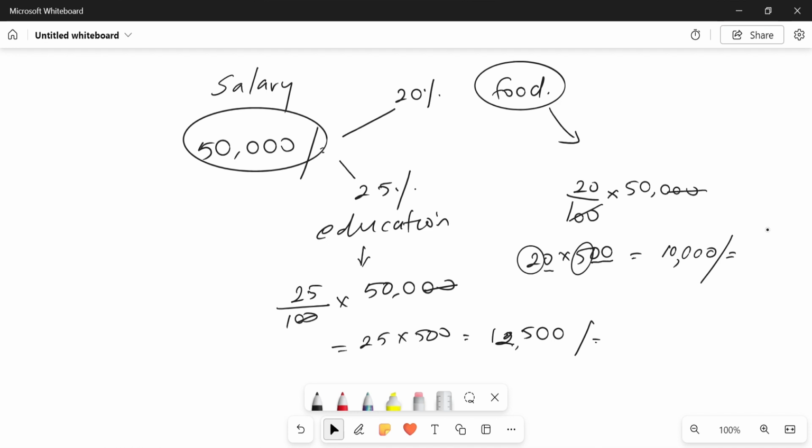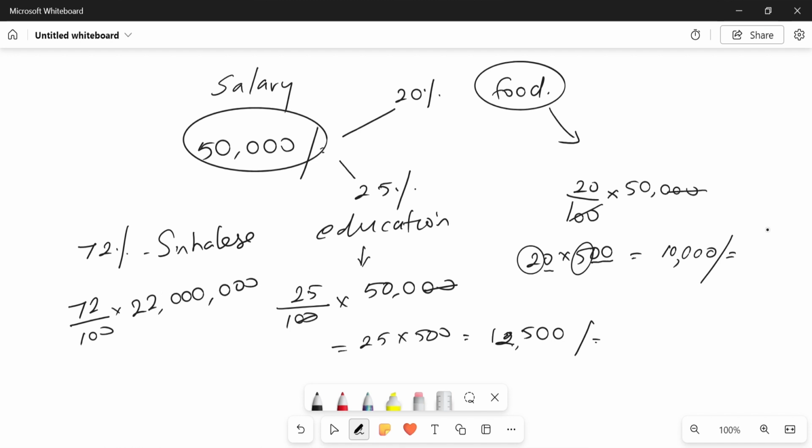Now look at our country, Sinhalese, Tamils, Muslims, Burghers, like that, so many ethnic groups are there. So they are also told in percentage. If the Sri Lankan population is, you know, 22 million, and if you say 72% of the Sri Lankan population is, say, Sinhalese, out of 100, 72. So in Sri Lanka, 22 million people are there, approximately.